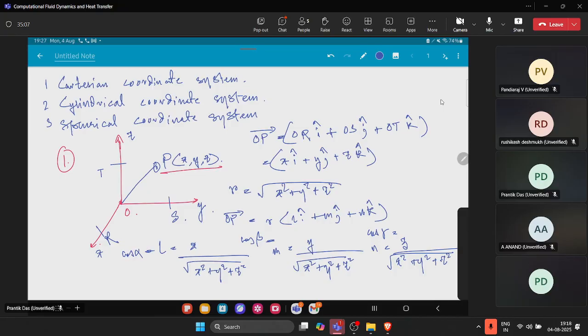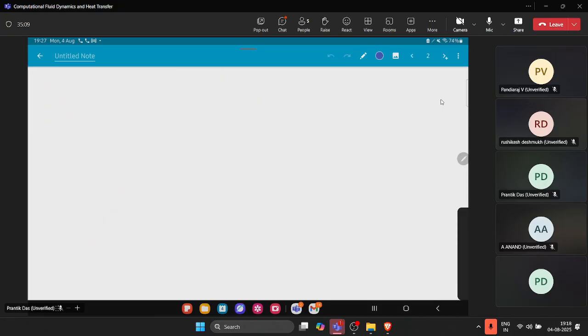So going to the next part. Do all of you know the... let's not go to that part. I think I should carry forward with the cylindrical coordinate system.